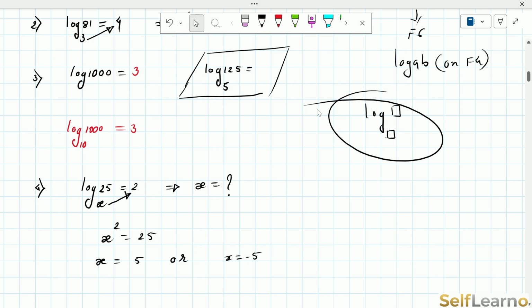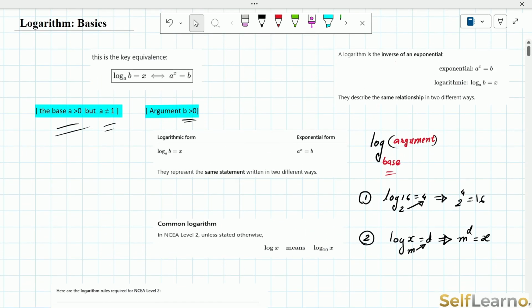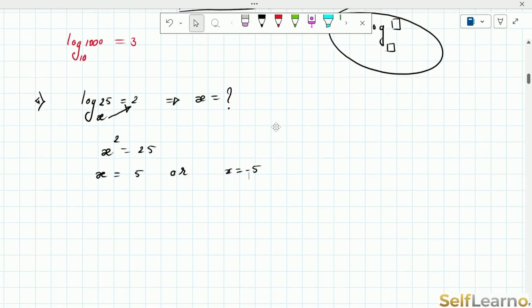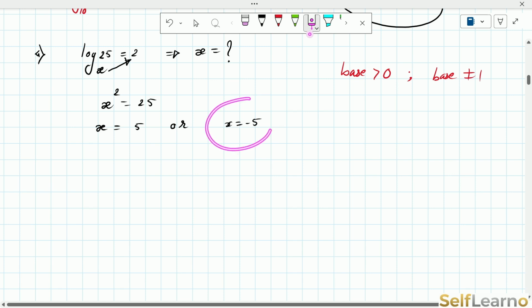But again, come back here. There are some restrictions on the value of argument and base. Okay. Here, in this particular question, x is the base, right? And base must be positive, okay? And base must not be equal to 1. So this cannot be accepted, right?